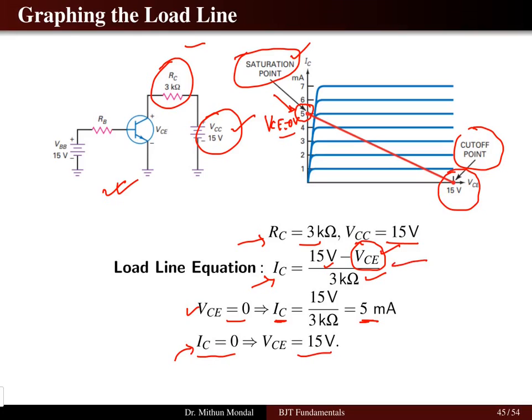So these fundamental equations will give you both the VC value as well as the IC value, and these two extreme points are important, which are the saturation point and the cutoff point, and that comes from the circuit with the knowledge of collector voltage and the collector resistance.